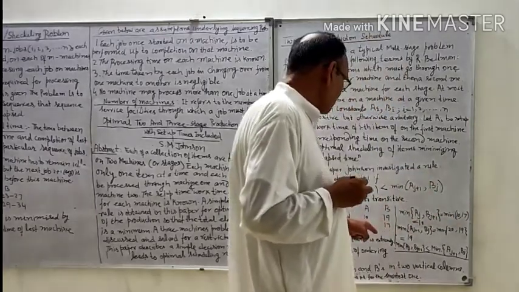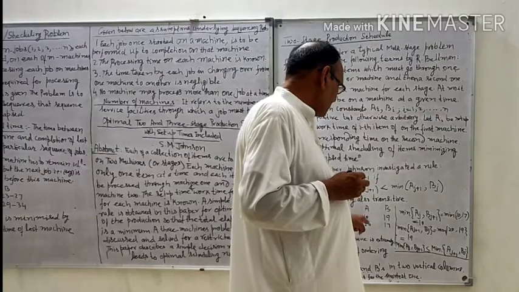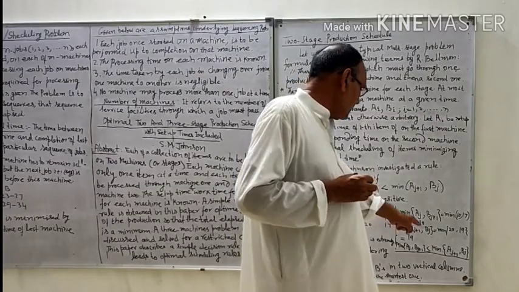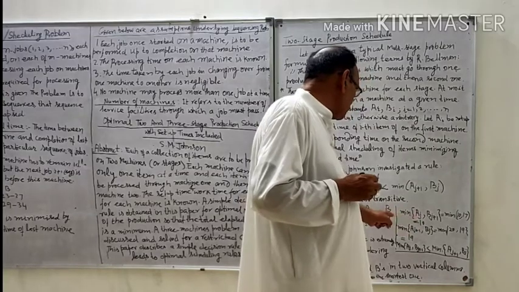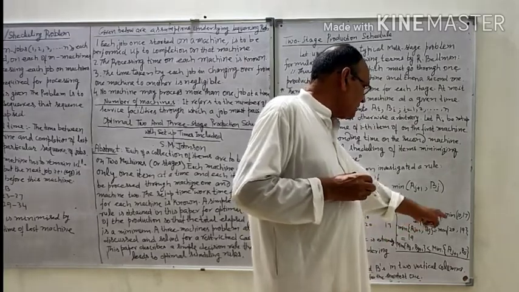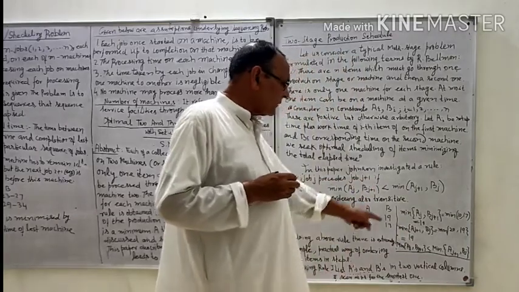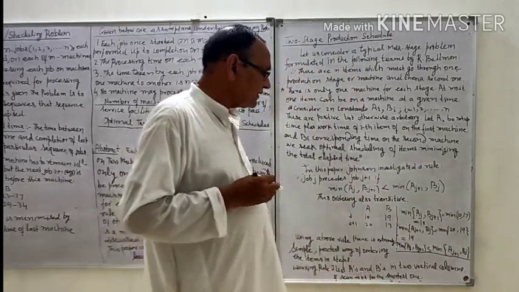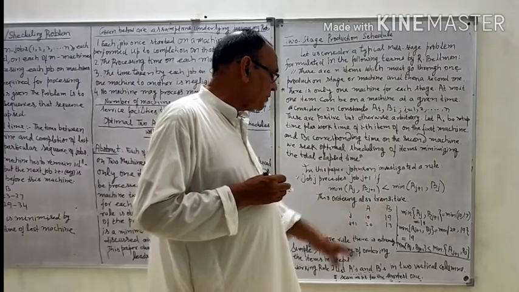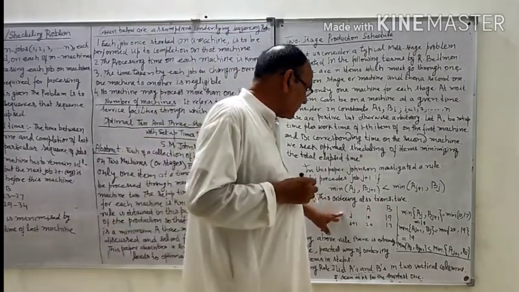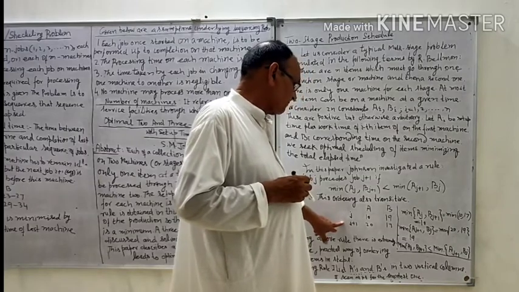And minimum of AJ plus 1 is 20. And minimum of AJ plus 1 and BJ is 19. So minimum of 20, 19 is 19. So therefore minimum of AJ, BJ plus 1 is less than minimum of AJ plus 1 comma BJ. So it means this job should be done before this job.